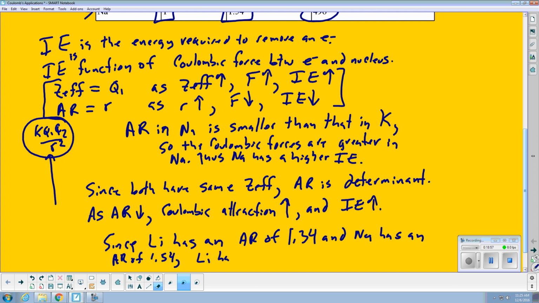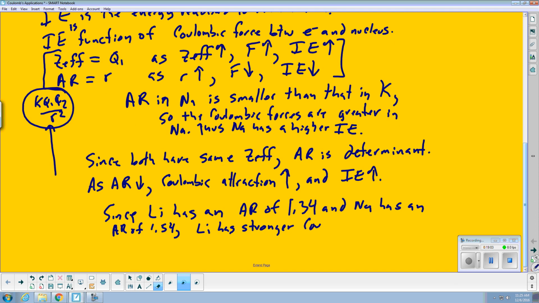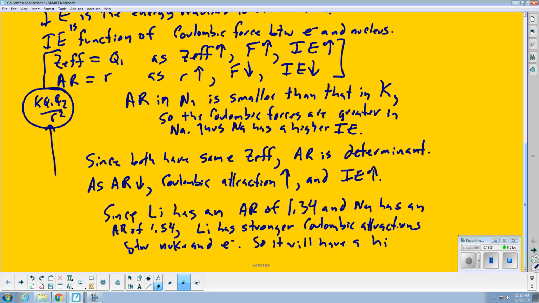Lithium has stronger Coulombic attractions between nucleus and electron, so it will have a higher ionization energy. Great. Do you trust me?